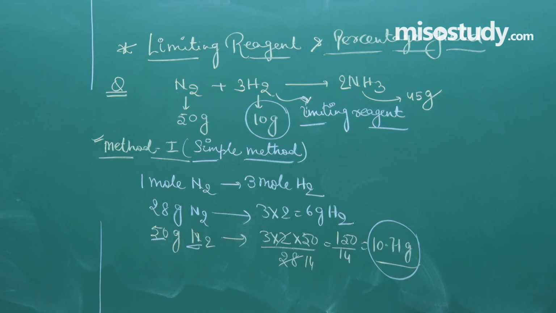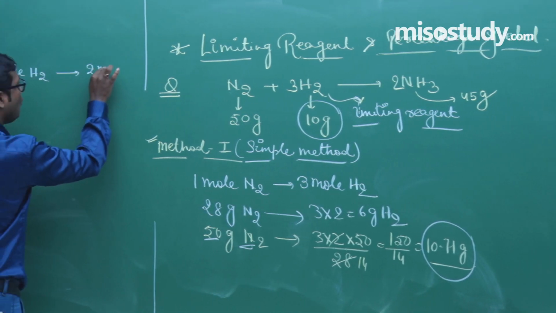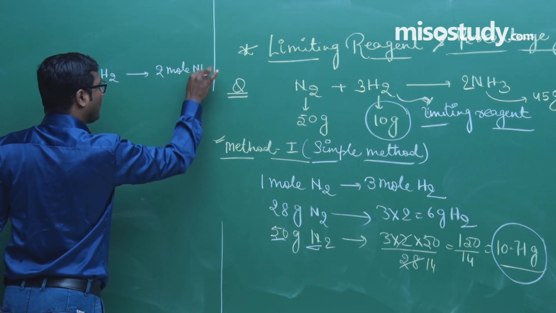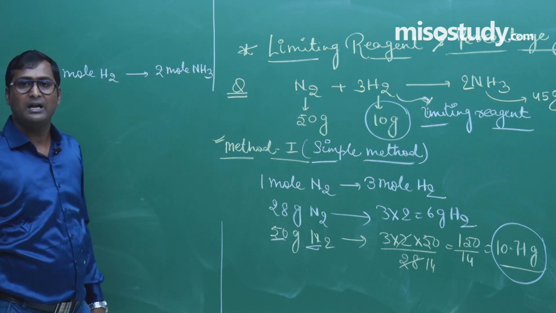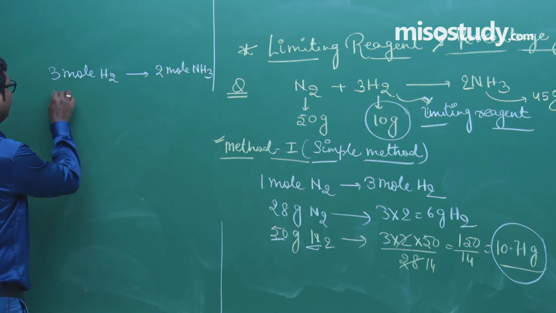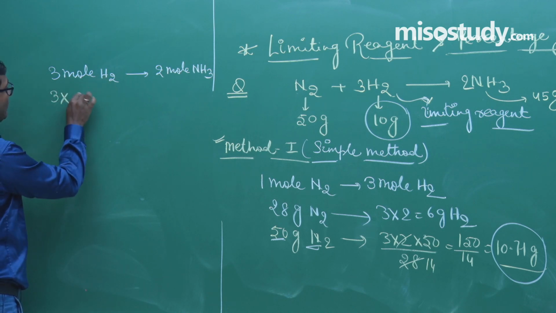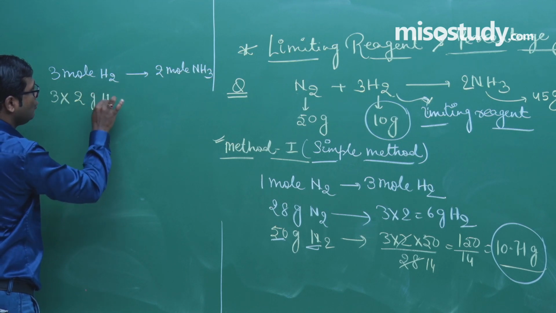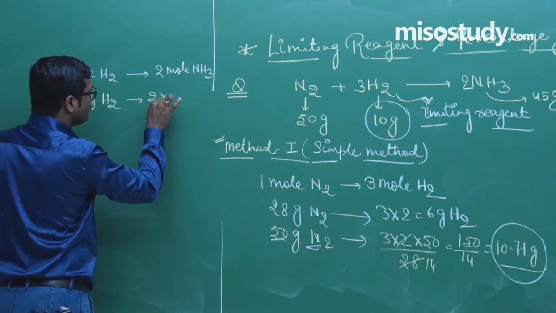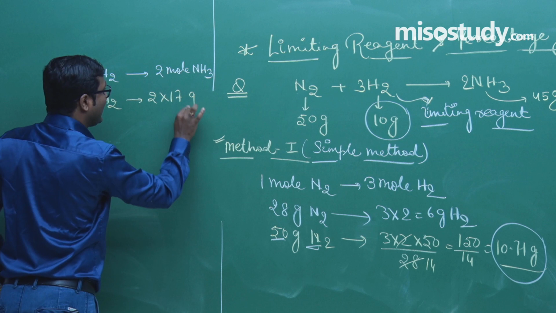3 mole H2 gives you 2 mole NH3. Am I right, my friend? 3 mole H2 gives you 2 mole NH3. Now what will happen? 3 into what is the molecular mass? 2. That is 6 gram H2 gives you 2 into 17, that is 34 gram NH3.